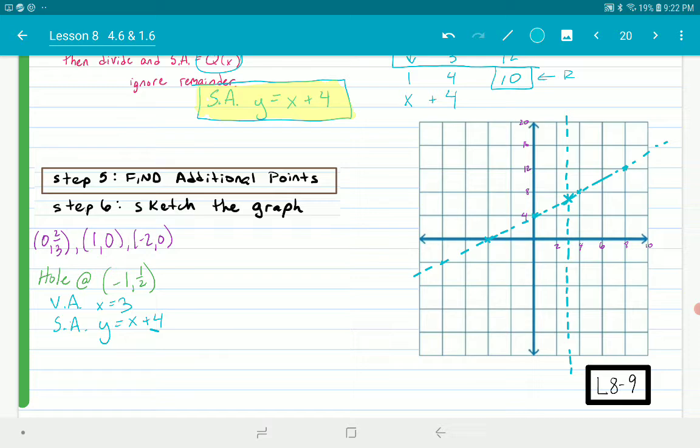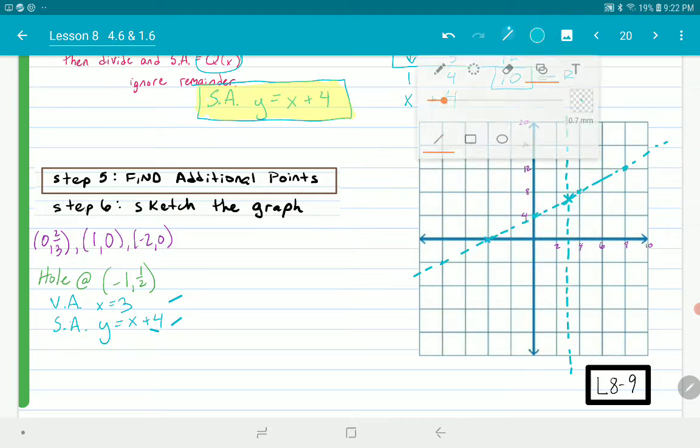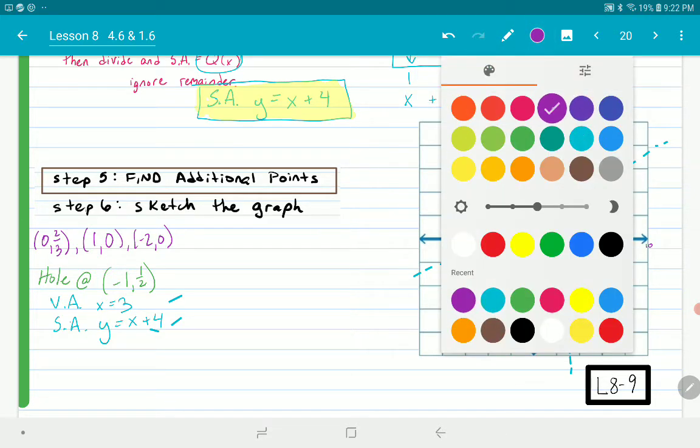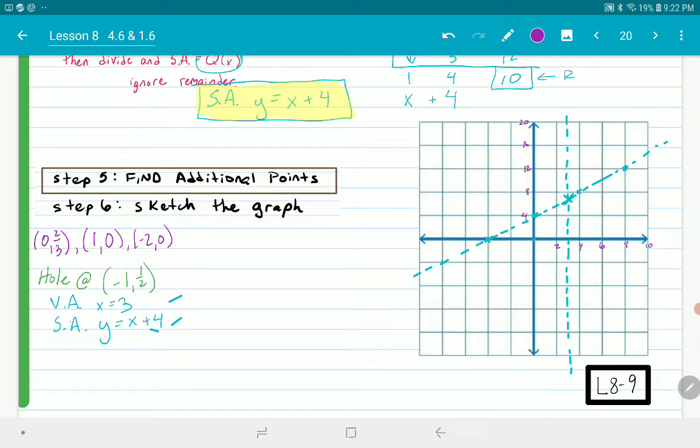All right, so I graphed the asymptotes, and now it's time to do those 3 intercepts. So at (0, 2/3), so pretty low right there. And then at (1, 0), remember this is scaled by 2, so (1, 0) is right there. And then (-2, 0) is right there.